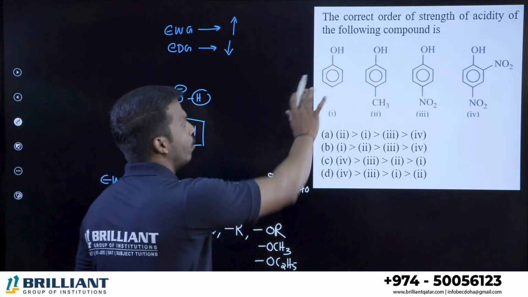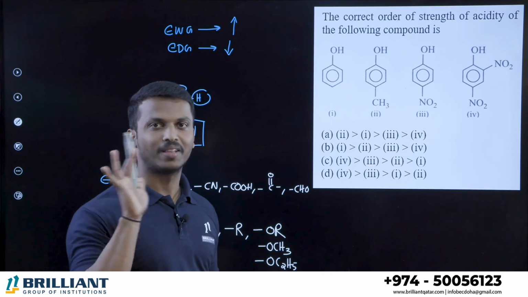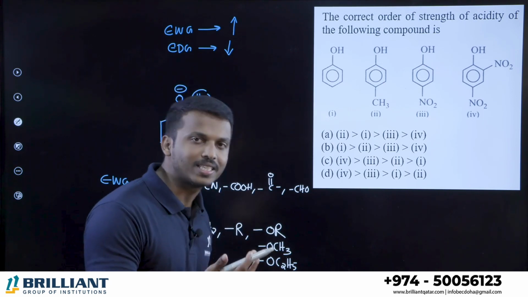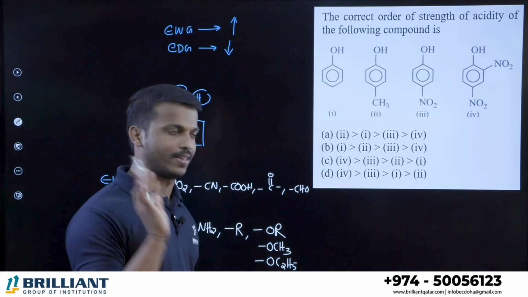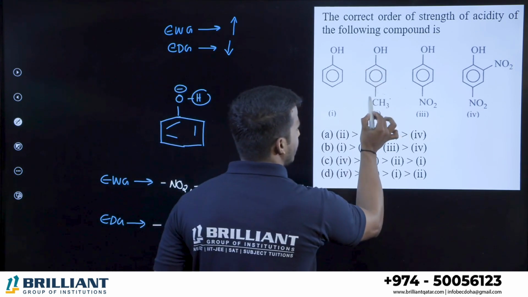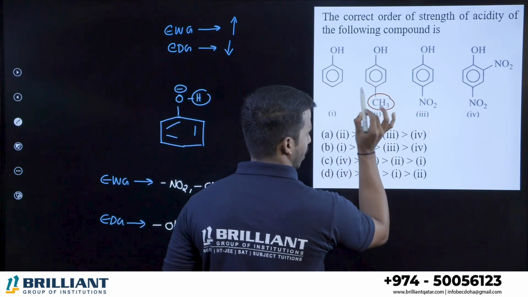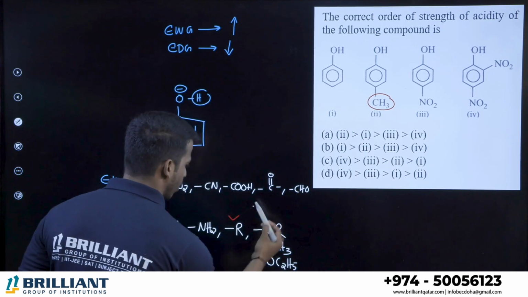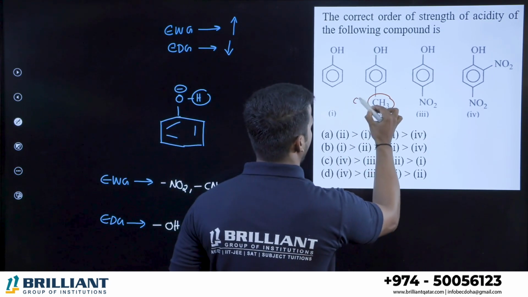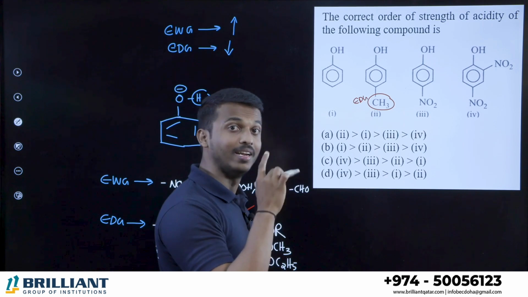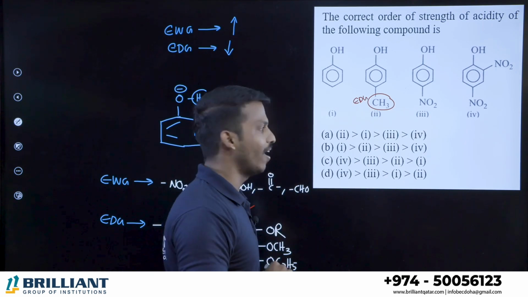In the first compound, just pure phenol, nothing to increase or decrease the acidity, no factor. But here you can see there is a methyl group in the para position. Methyl groups, alkyl groups are which group, dear all? Electron donating group. So acidity will decrease compared to phenol.